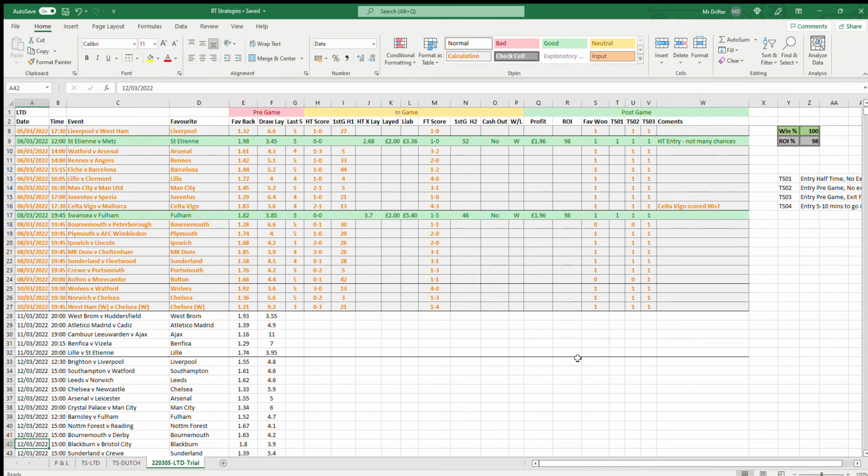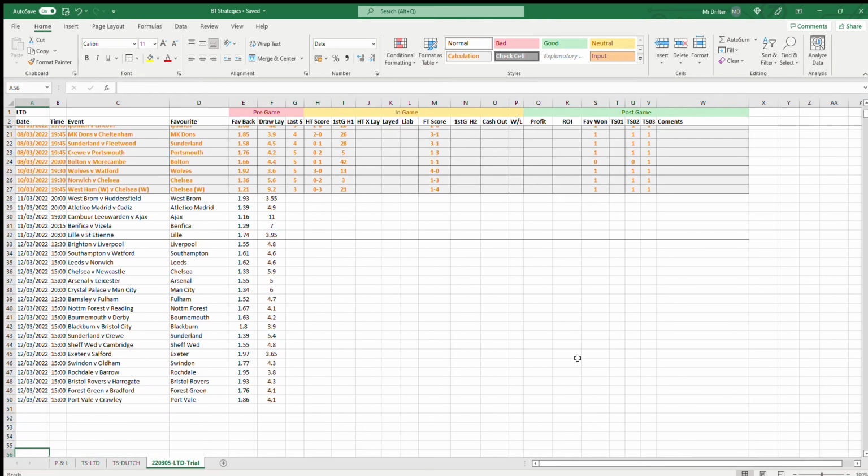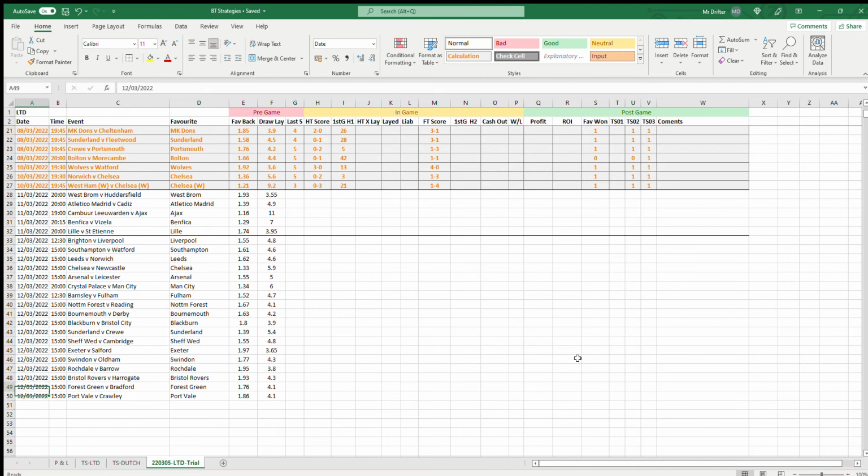So moving on to tomorrow's games, I've actually shortlisted quite a few. I've gone through the first 4 divisions. We've got quite a few there, which is quite nice because I need some more sample data. And they're 18, so I don't mind blowing 36 quid on these.